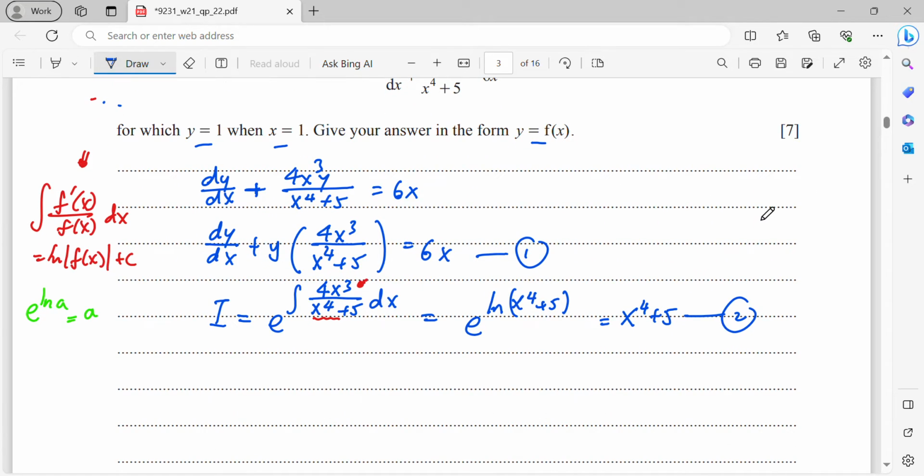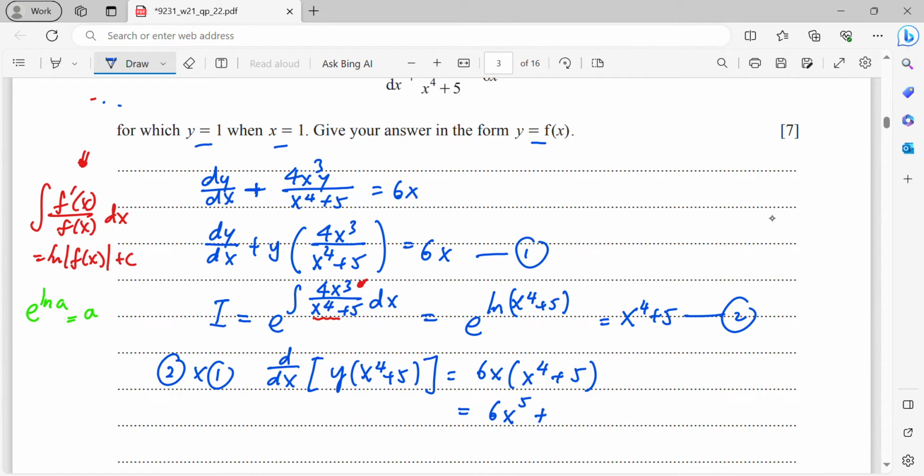After you have found the integrating factor, multiply the integrating factor into the first equation. By default, the left hand side will always be d/dx of yI. So I will write d/dx of yI. Then the right hand side will be 6x multiplied with x to the power 4 plus 5. From here, I will just do the expansion. It will be 6x to the power 5 plus 30x.